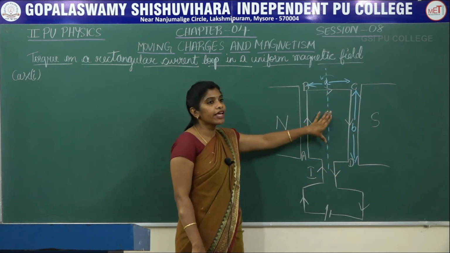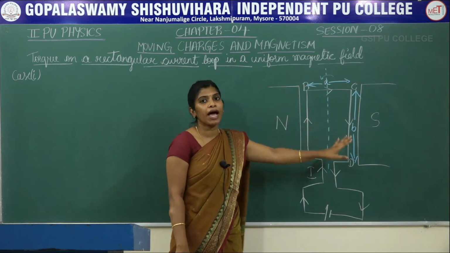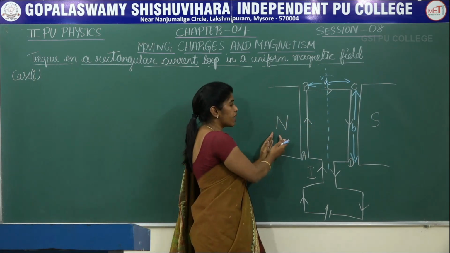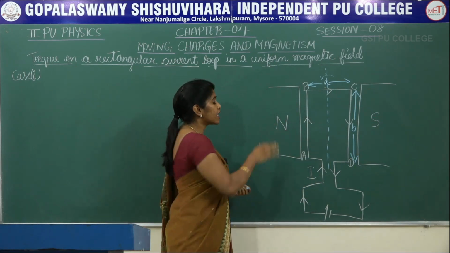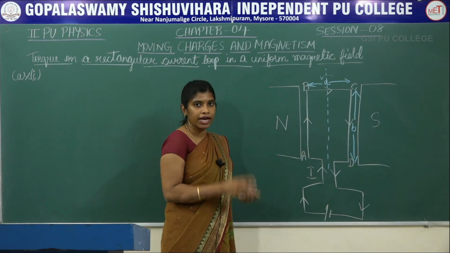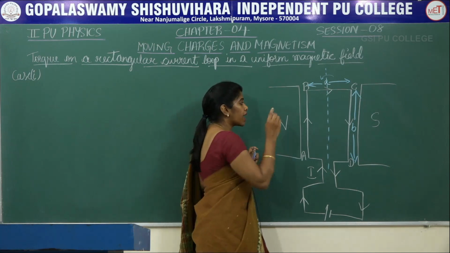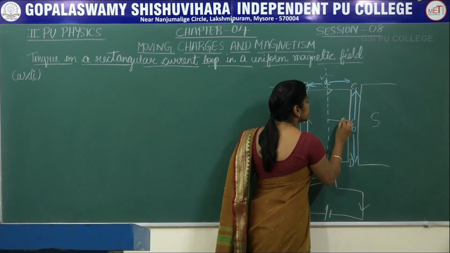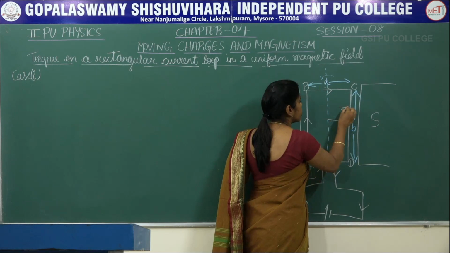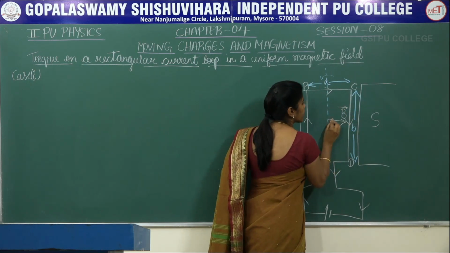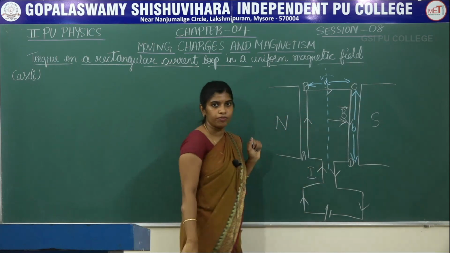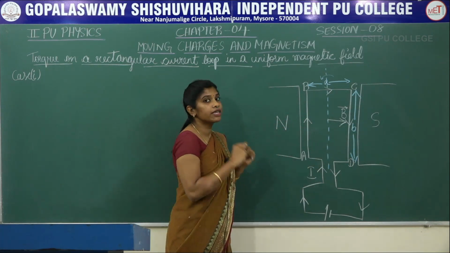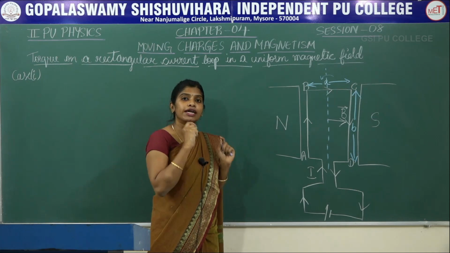Now this rectangular loop is placed in a magnetic field. You can see I have placed the north pole of the magnet and south pole of the magnet here. So the rectangular loop is placed in a magnetic field B, and the magnetic field is in this direction. This is the direction of the magnetic field, that is from the north to south pole. Next, let us write the direction of the dipole moment.